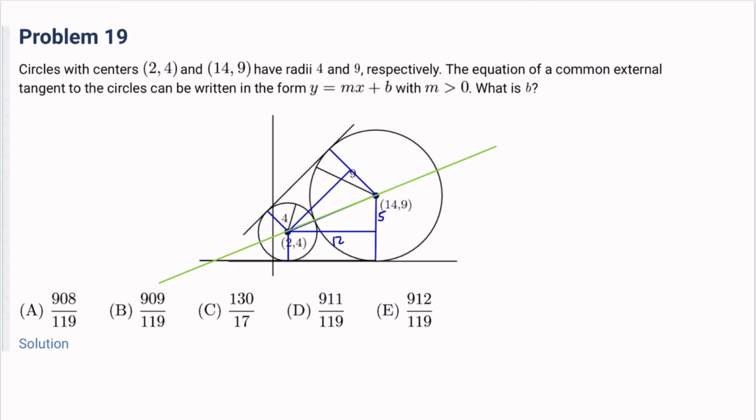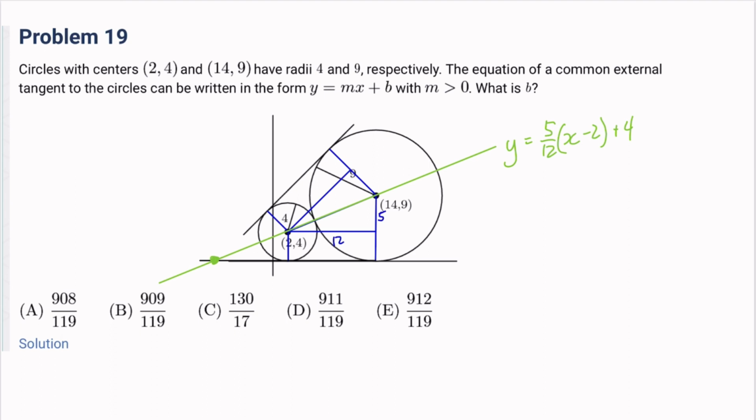So this line is going to be y equals 5 over 12 x, right? Because the slope is going to be 5 over 12, and then it's crossing (2, 4), right? So 5 over 12 times (x minus 2) plus 4. So this is going to be 5 over 12 x, right? No. Actually, let's try to find this point.